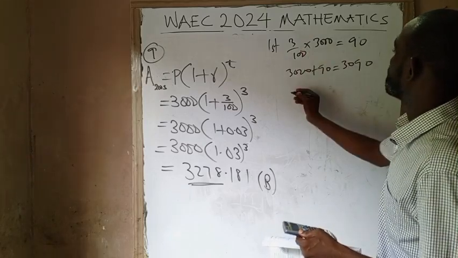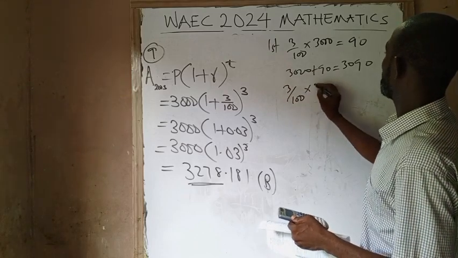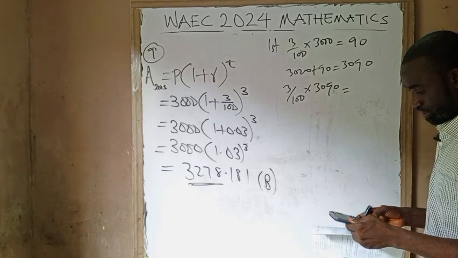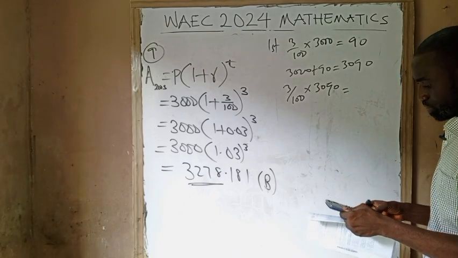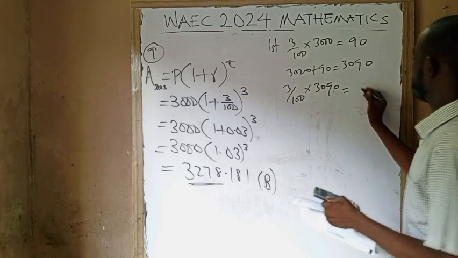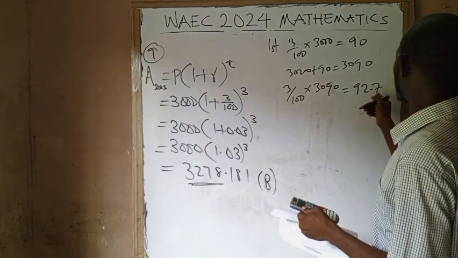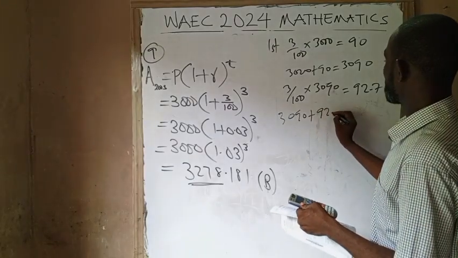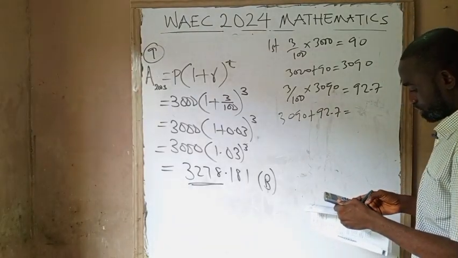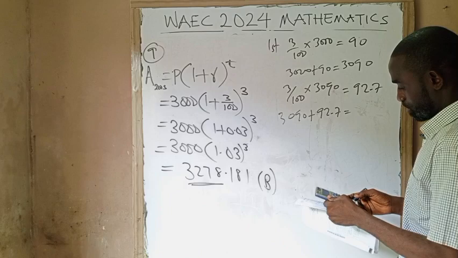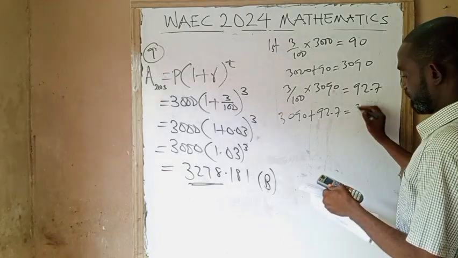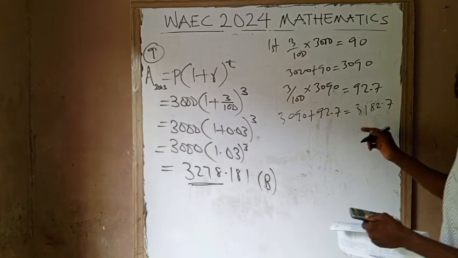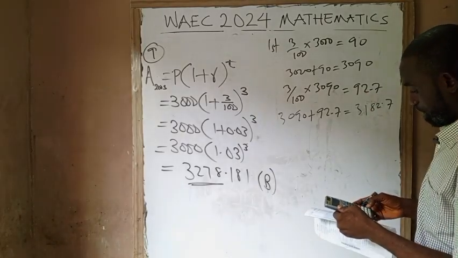That will give us 3090. So the 3% increment will now be 3% times 3090. This will be 0.03 times 3090. So we have 92.7. So we now add this one to this. So that will now be 3090 plus 92.7. We have 3182.7. Okay, so for the third year, this plus this.